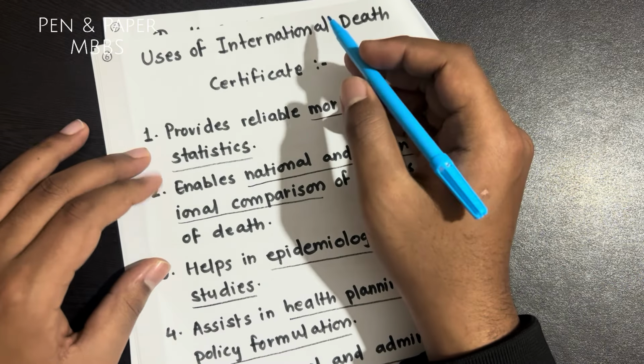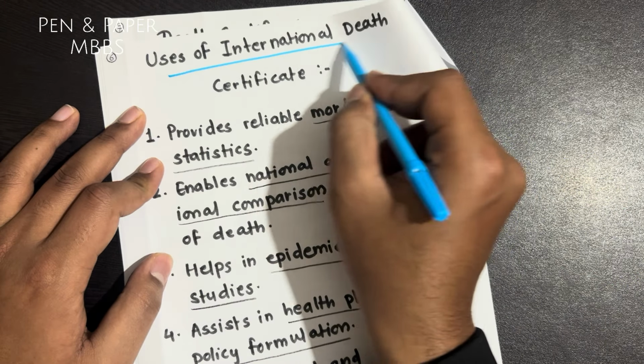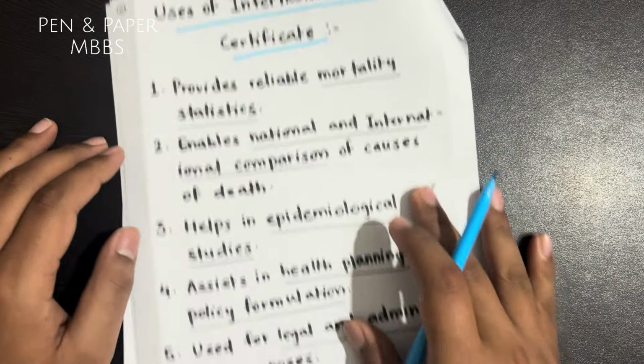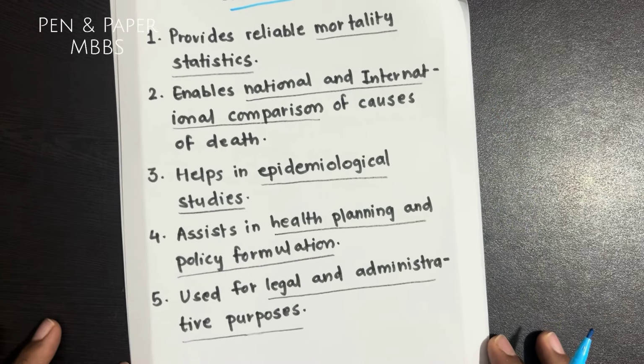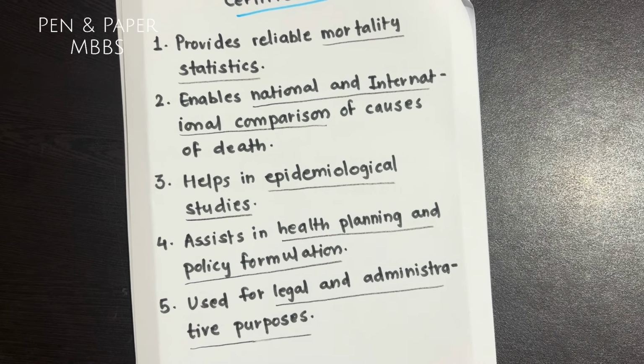Now let us see the uses which are commonly asked. The International Death Certificate provides reliable mortality statistics, helps in national and international comparison of causes of death, is essential for epidemiological studies, helps in health planning and policy making, and is used for legal and administrative purposes.